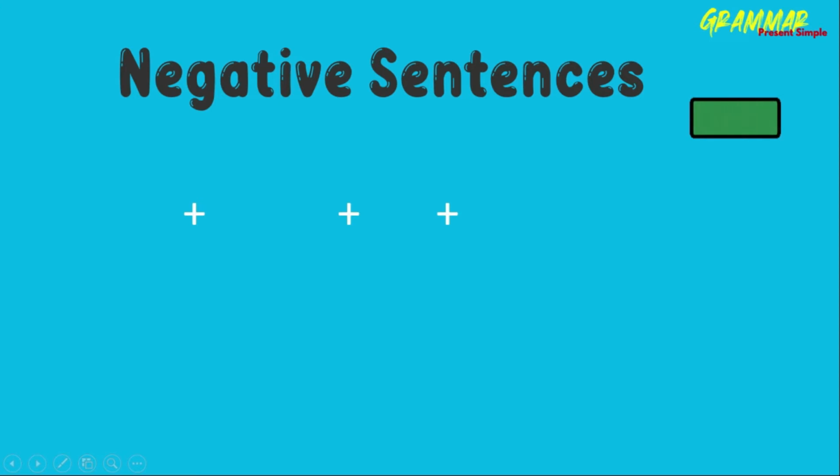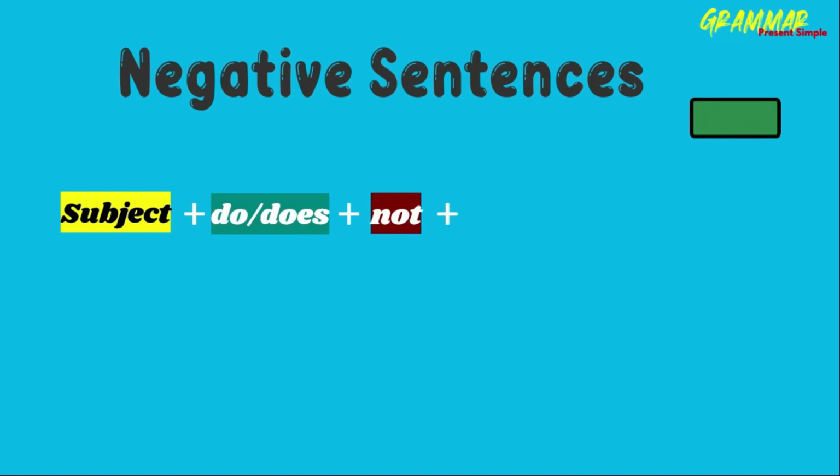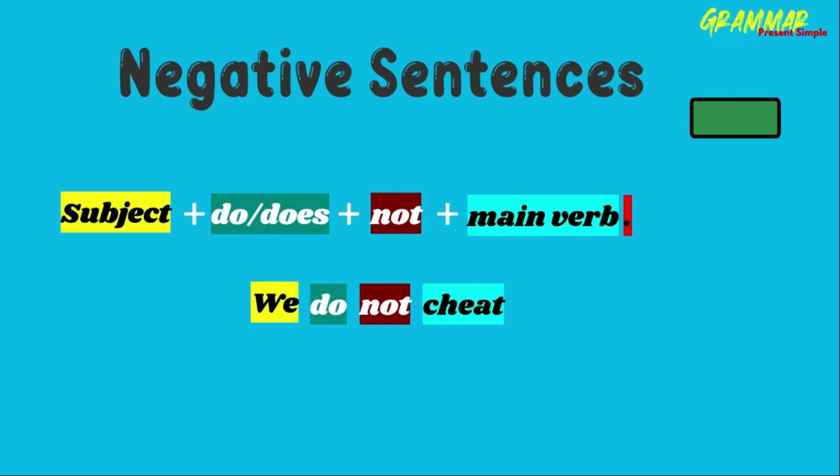As for negative sentences for the present simple, we have here subject, do or does, depending on the subject, plus not, and plus the main verb in the base form, and of course we have the full stop. For example, we do not cheat, and that's full stop. This is a negative sentence.